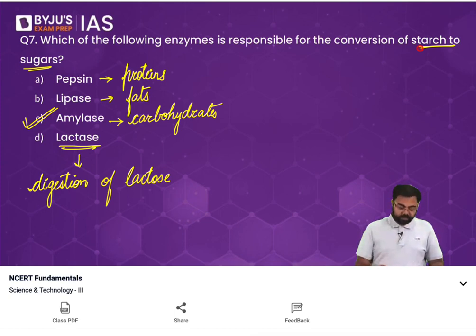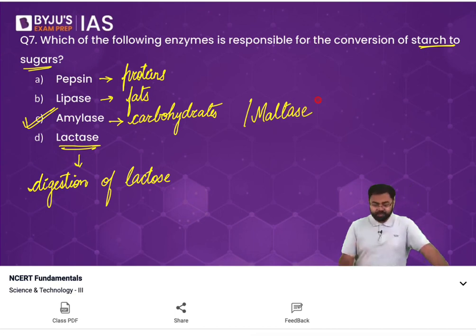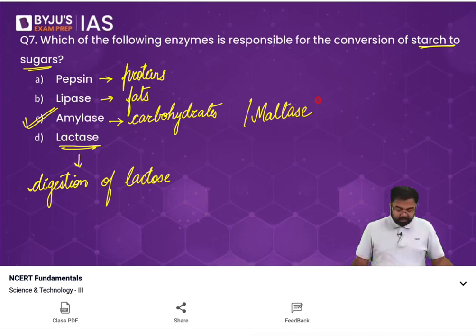Apart from that, we also have maltase, for example. In case of maltase also this happens, that even if one of the options said maltase, that also could have been more or less correct. So this is how we look at all these enzymes.